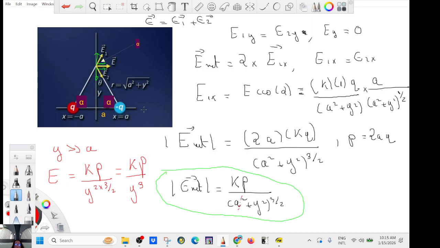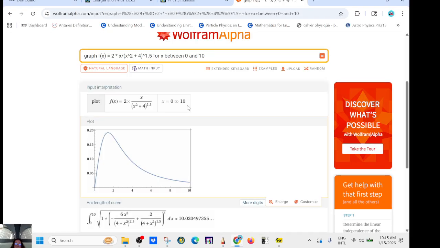Now if you do it with Wolfram Alpha, it's going to be the same thing as before, but we don't have an x. There is no x here.